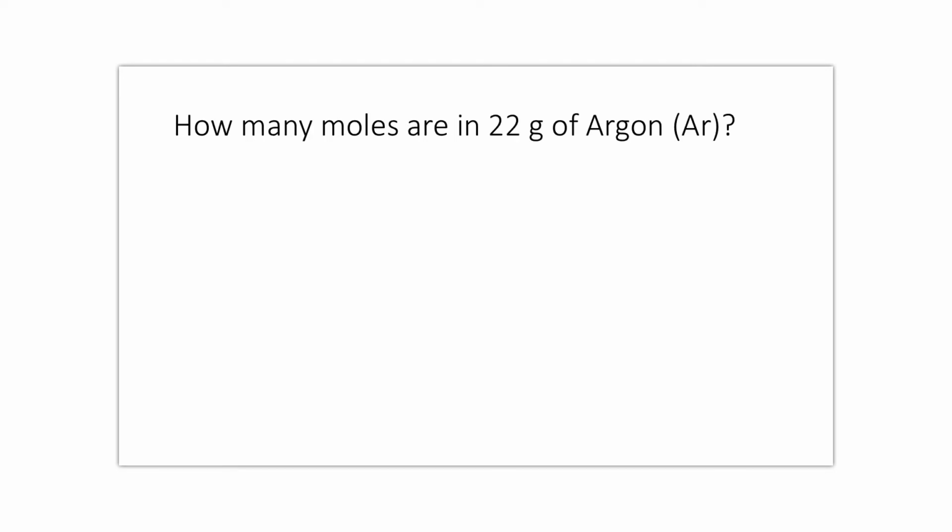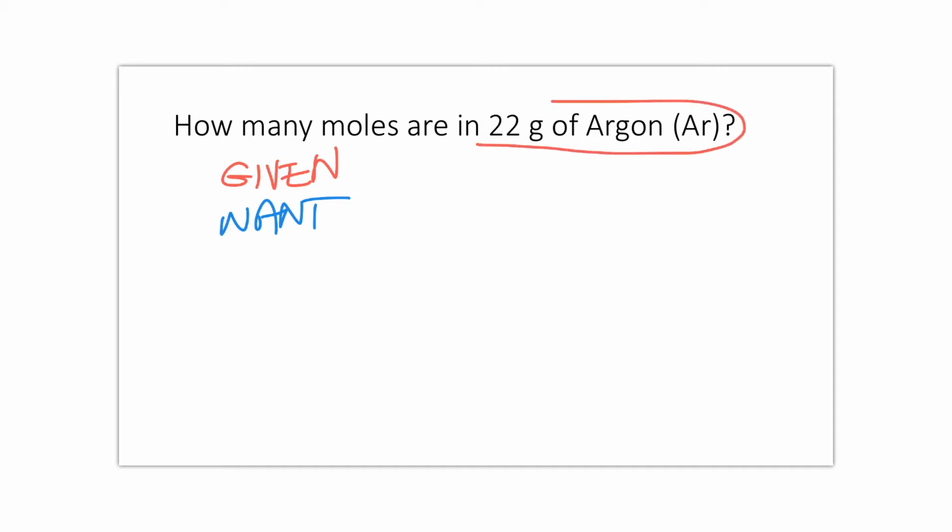Okay, so let's see how we're going to do this. The first thing we're going to do is we're going to figure out what is our given and what is our thing. So I'm going to write given here, and then what we want. And then we're going to circle each one. So my given, again, is 22 grams of argon. So that would be my given. And then what do we want? We want how many moles? So that's the want.